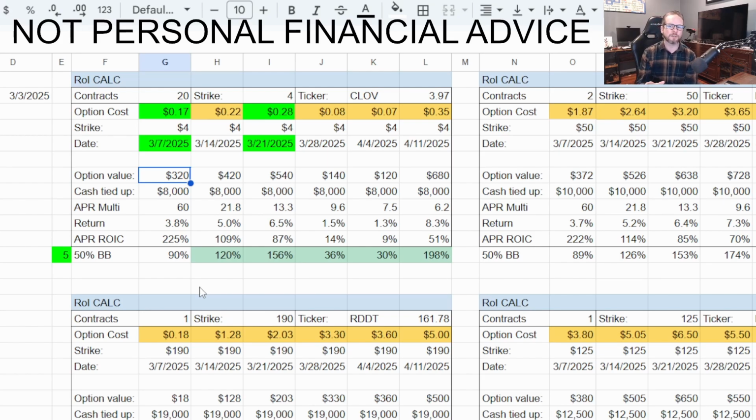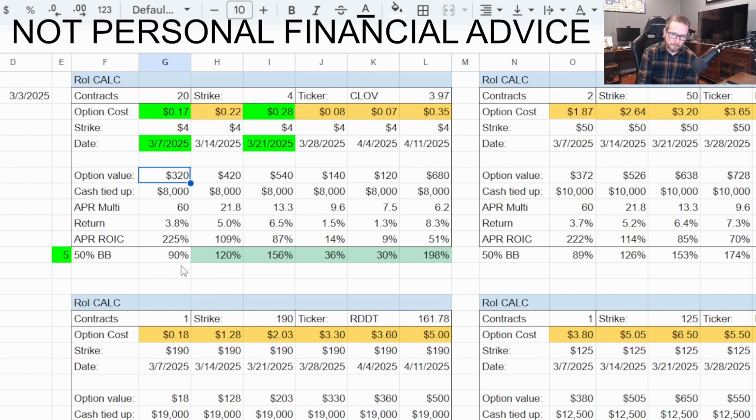And you do need to consider that because it's going to have a bigger impact on lower priced options as a percent versus an expensive option like Reddit, or expensive stock like Reddit or Nvidia, something that costs over $100 versus Clove being a $4 strike.